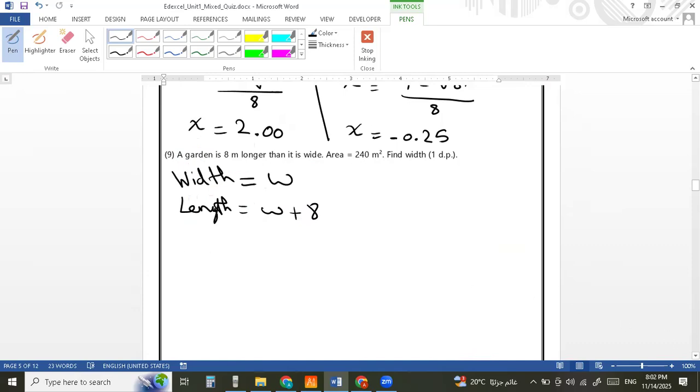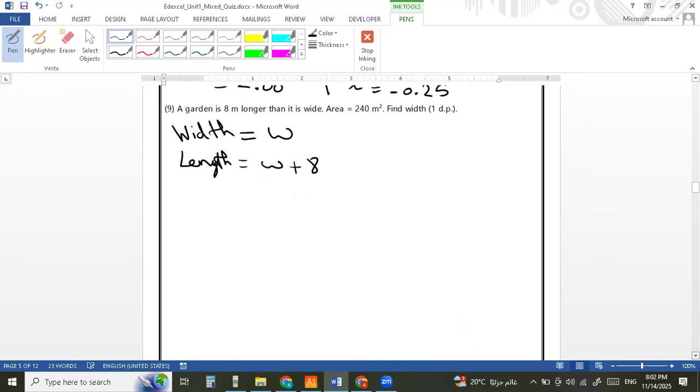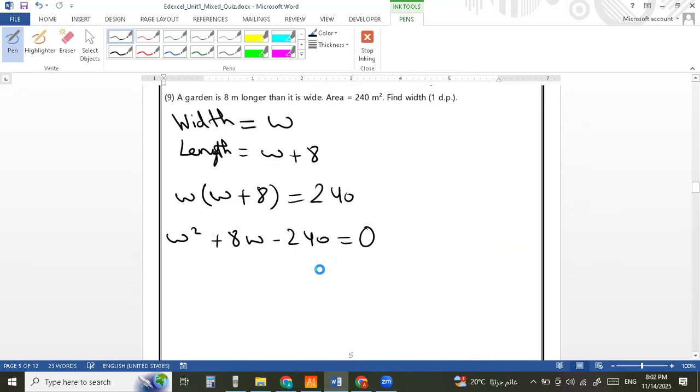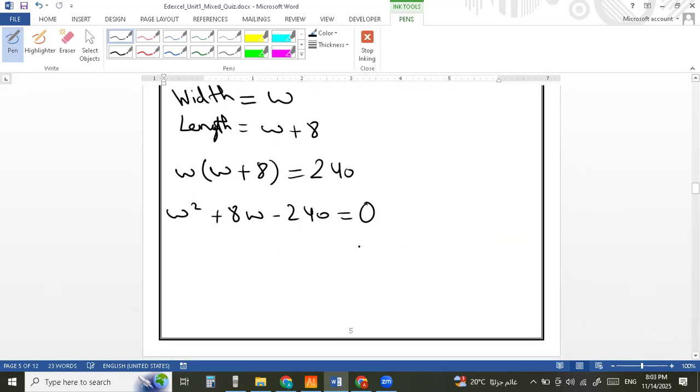So I can form now a quadratic equation. Length times width, so W times (W plus 8) equals 240. So W squared plus 8W, get this to the other side, minus 240 equals 0. What am I supposed to do right now, mister? You can use the quadratic formula.